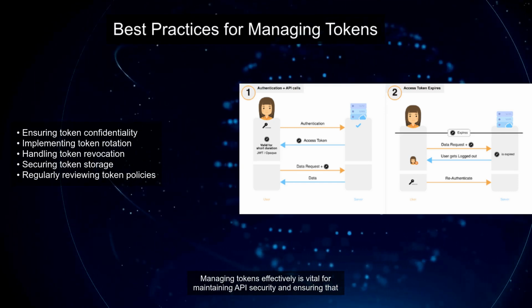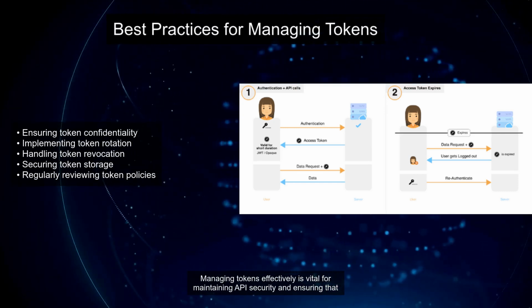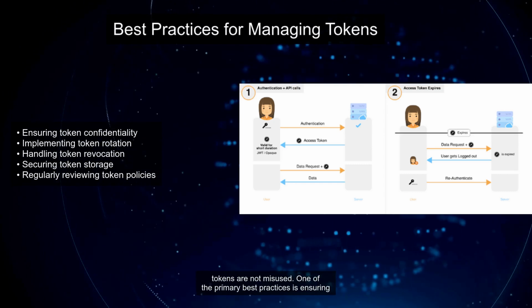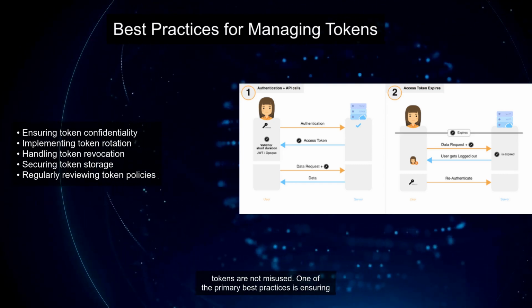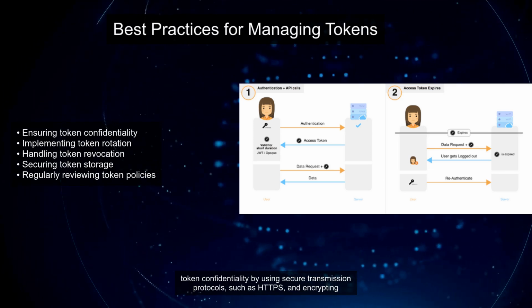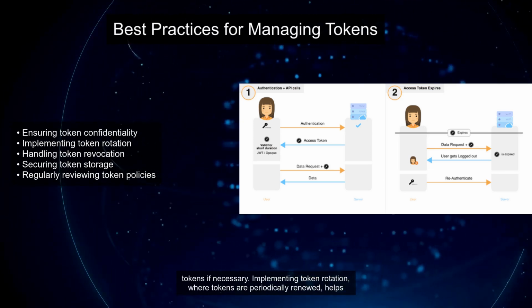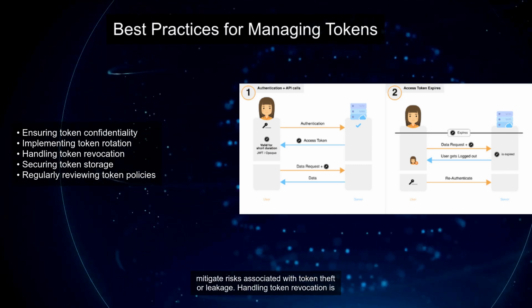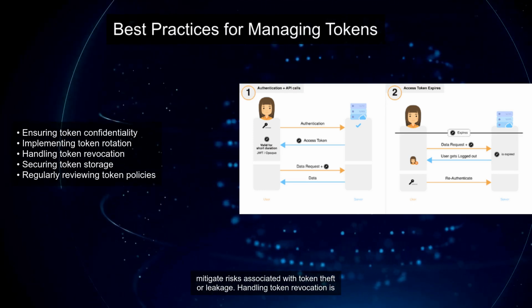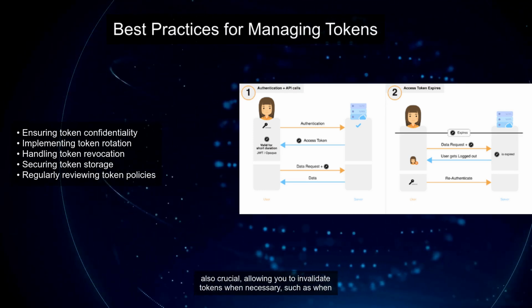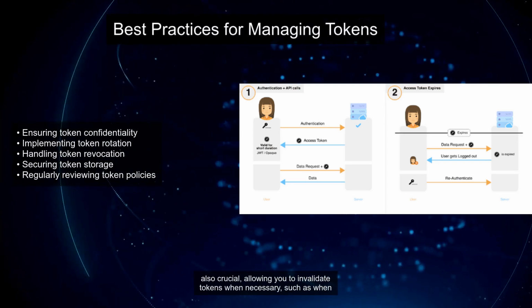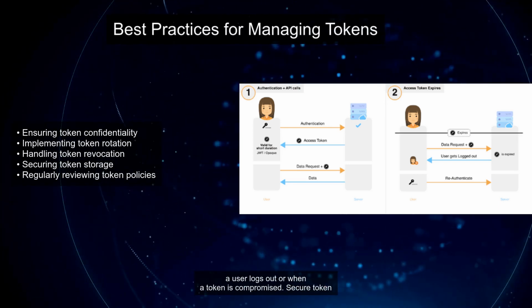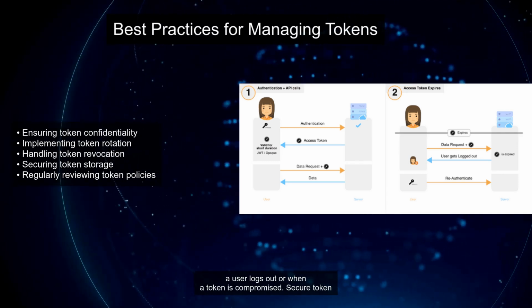Managing tokens effectively is vital for maintaining API security and ensuring that tokens are not misused. One of the primary best practices is ensuring token confidentiality by using secure transmission protocols, such as HTTPS, and encrypting tokens if necessary. Implementing token rotation, where tokens are periodically renewed, helps mitigate risks associated with token theft or leakage. Handling token revocation is also crucial, allowing you to invalidate tokens when necessary, such as when a user logs out or when a token is compromised.